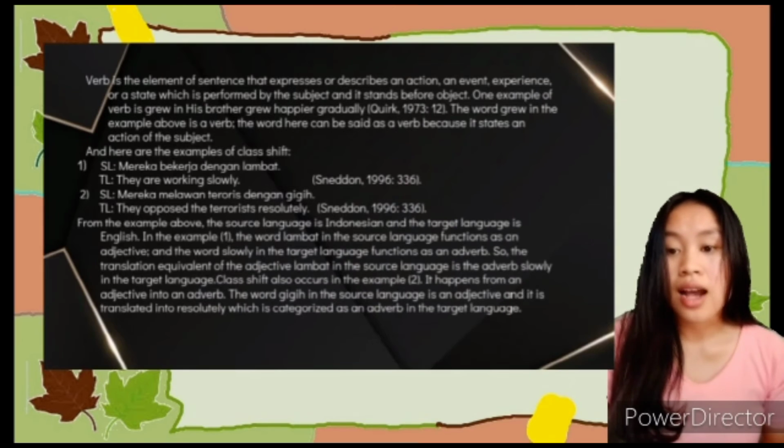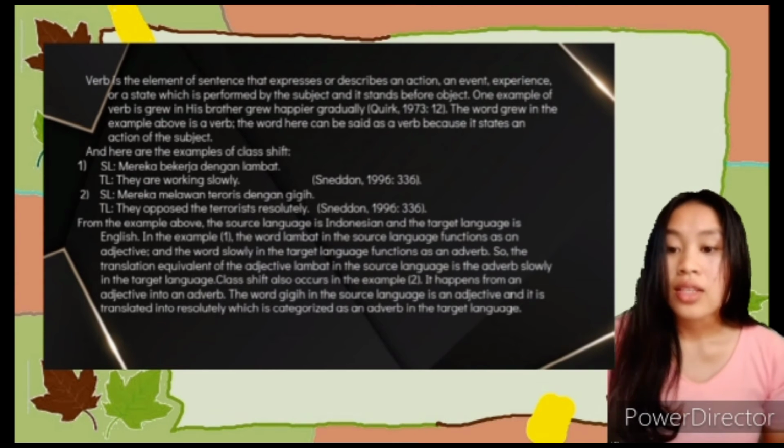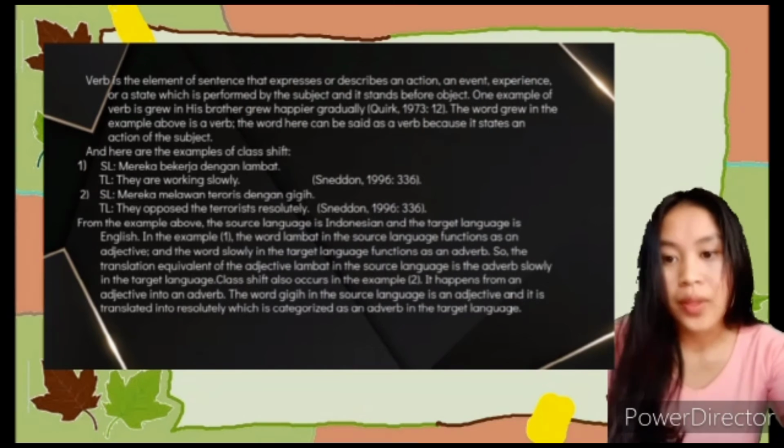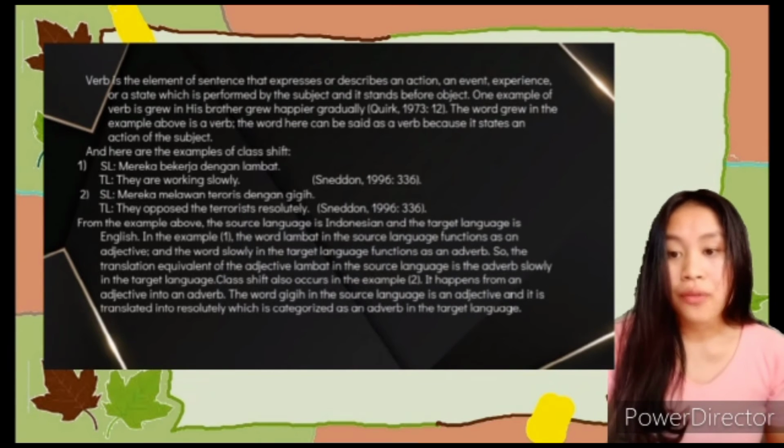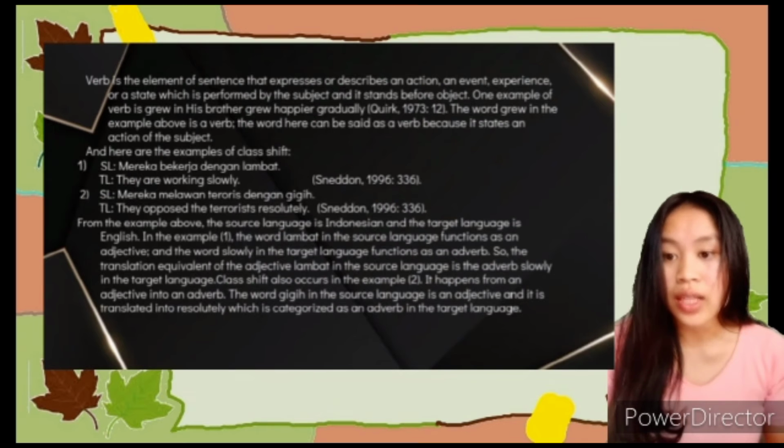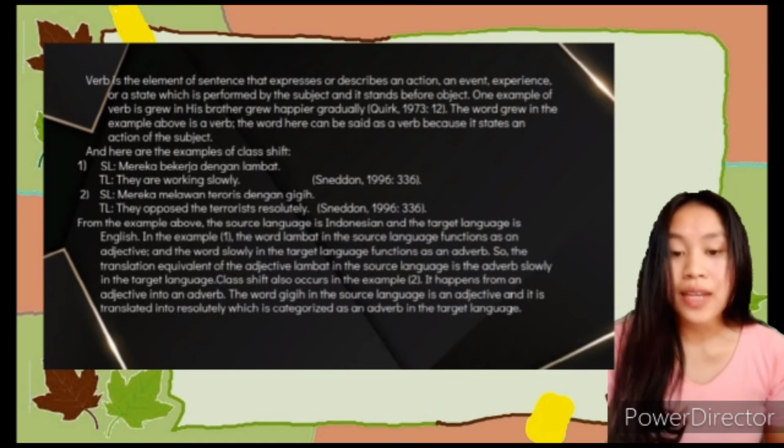Verb is the element of a sentence that describes an action, an event, experience, or state, which is performed by the subject, and it stands before the object. One example of verb is "grew" in "his brother grew happier, grew glory." The word grew in the example above is a verb. The word here can be said as a verb because it states an action of the subject.